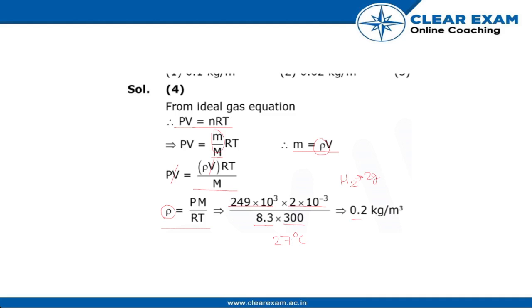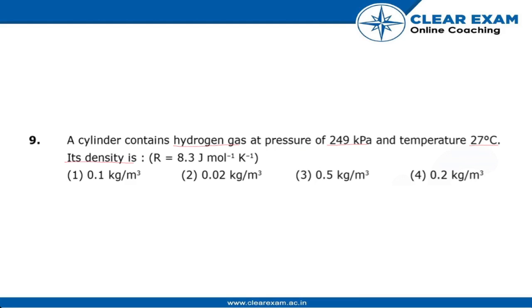So our density is 0.2 kg per meter cube, and our solution is option number 4.